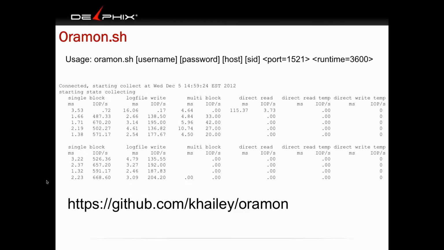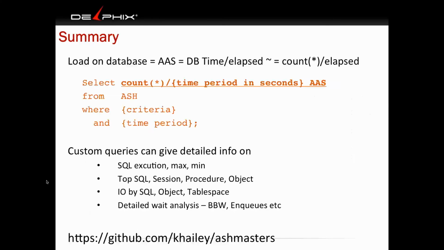Finally, ormon.sh. If I want to see latency, this is like wait IO stat, except for the Oracle database. If I run ormon.sh, for the different wait events, it'll tell me average latency and number of IOPS every 5 seconds. It just keeps putting lines out.